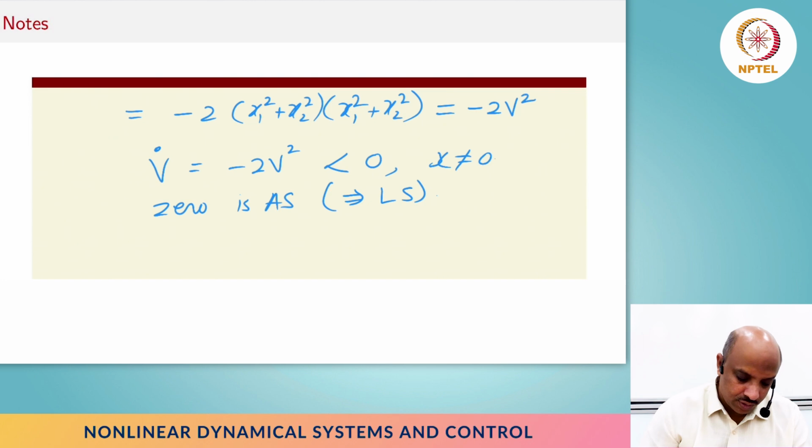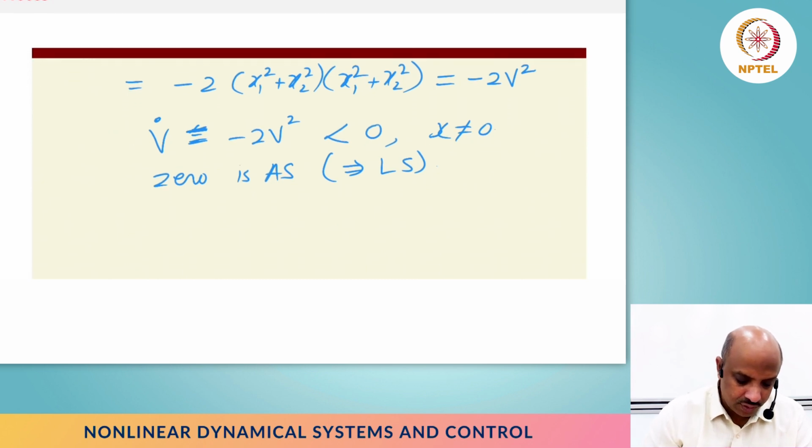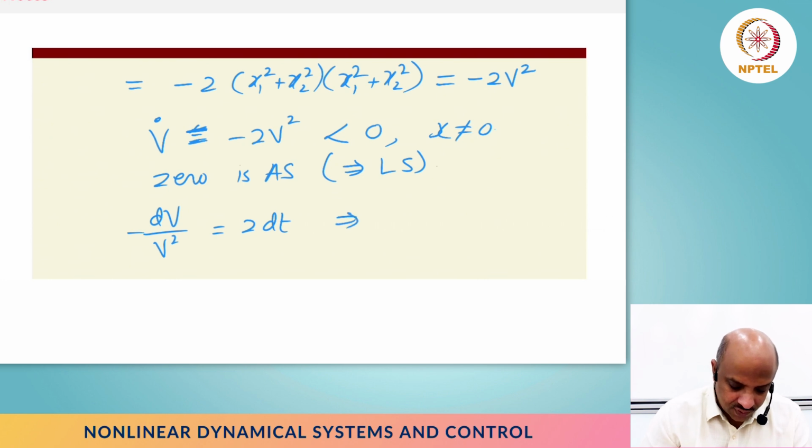Now, given that V dot is equal to minus 2V squared, can we conclude anything more than that? Well, certainly we will not be able to show exponential stability, for one reason. When you actually manipulate this, we'll get something like minus dV by V squared equal to 2 dt. So that implies log of V(t) over V(0) is equal to 2t.